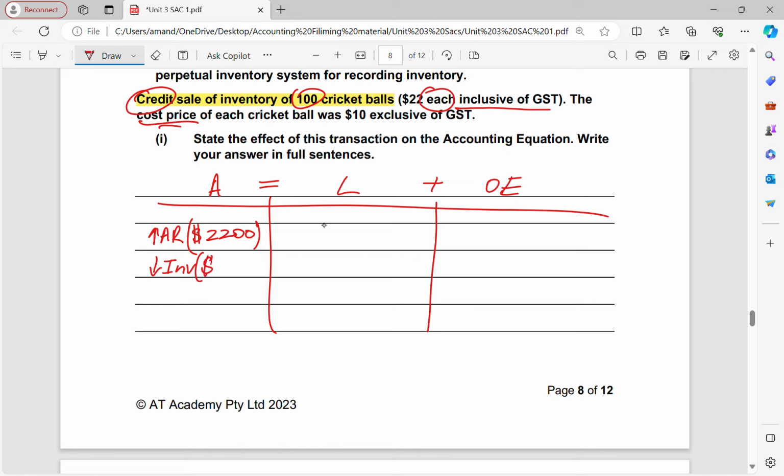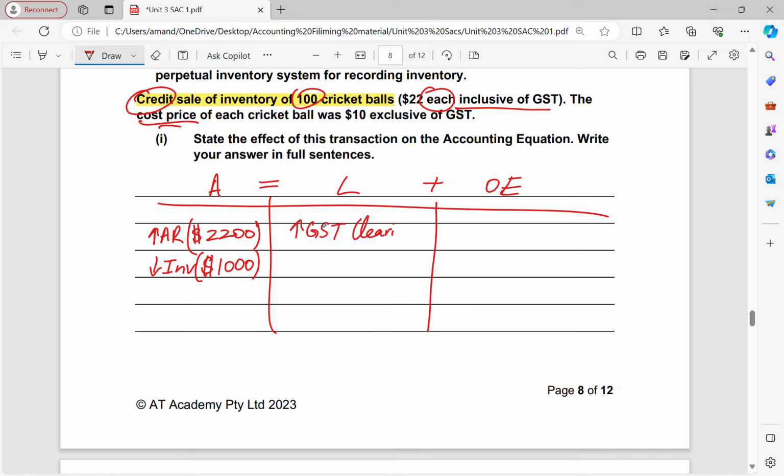Then inventory will drop by 100 times 10, which is 1,000, because the inventory you had, you've sold it, given it to a customer. Accounts receivable I put as a debit, but not actually paid by cash, right? GST is going to increase because we have taken the GST from the customer. Now it's our duty to pay it back to the ATO, so we have a liability to transfer that money to the ATO.